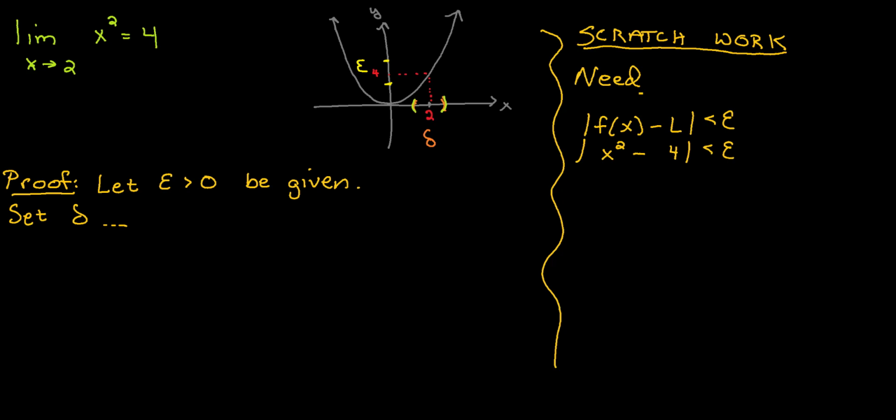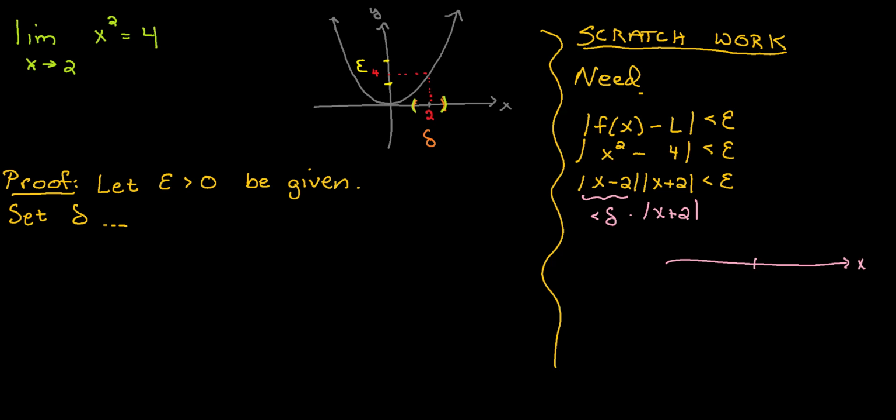Now, if I factor this, I have the absolute value of x minus 2 times the absolute value of x plus 2 less than epsilon. And the things that I can control in my proof, I can say, okay, let |x - 2| be less than delta. So this part is less than delta. That's fine, but what I need is for this quantity delta times |x + 2| to be less than epsilon.